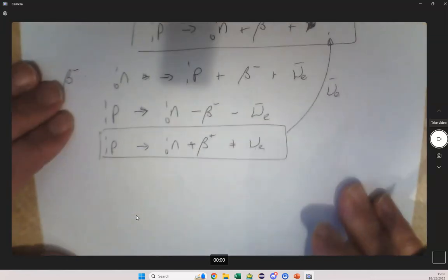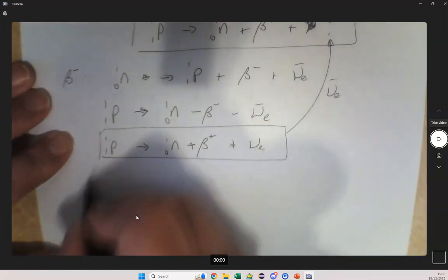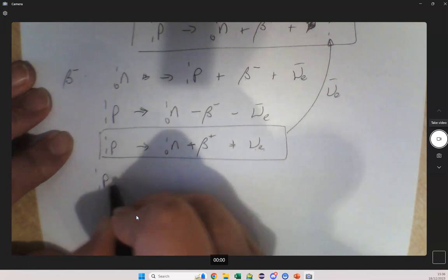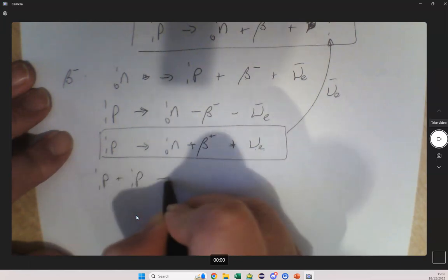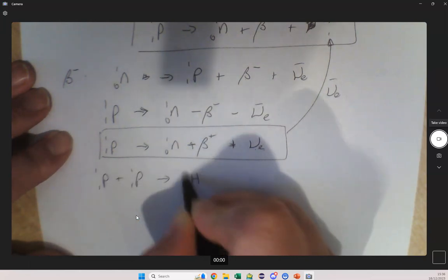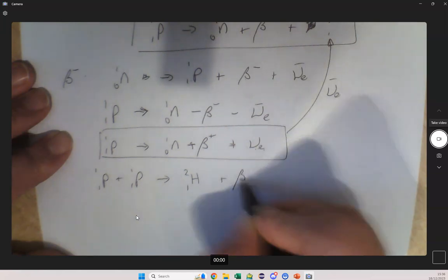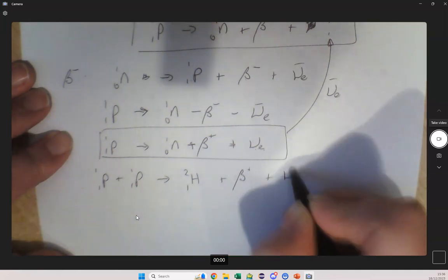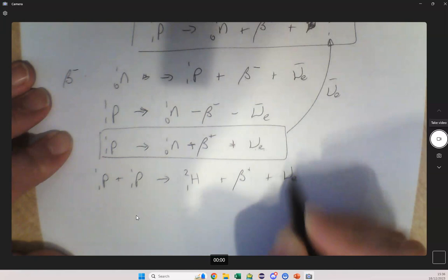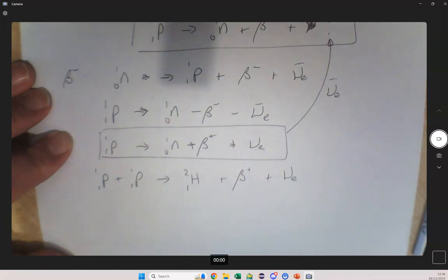So my completed equation, putting everything back in then, is going to mean that I have a proton plus a proton, giving me a hydrogen 2 plus a beta plus plus an electron neutrino. Hope that makes sense. Thank you very much.